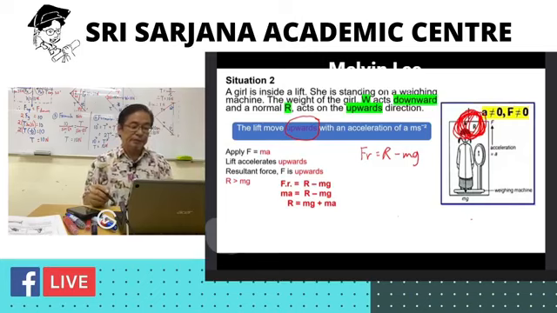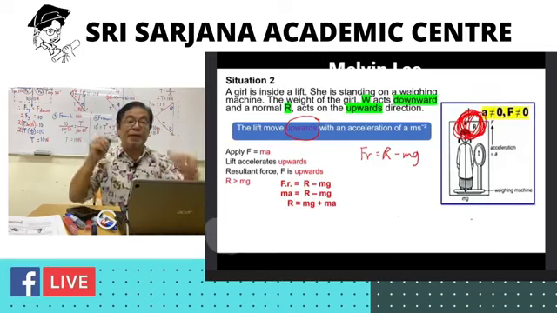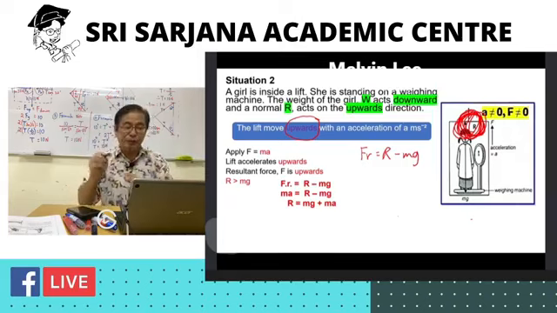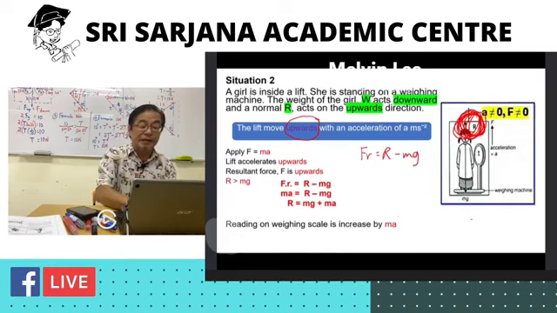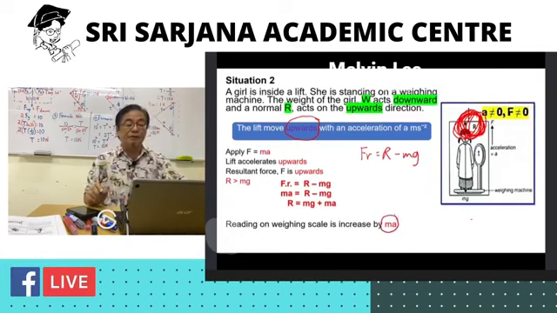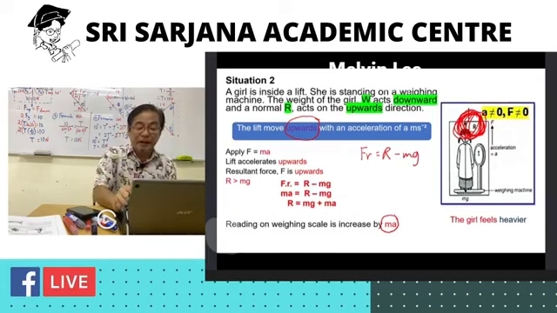So what happened? When the lift is not moving, R equals mg. Now, R equals mg plus ma. So we have an addition of this value. That's why the girl will feel that she is heavier.